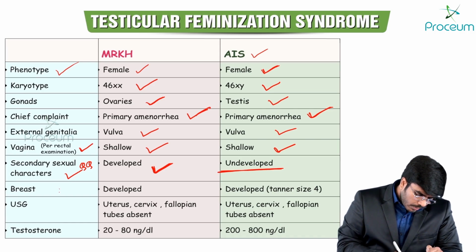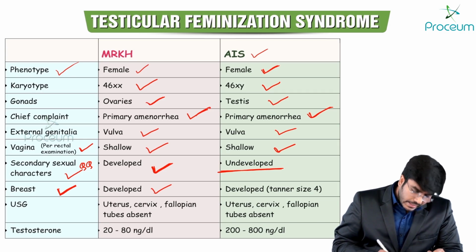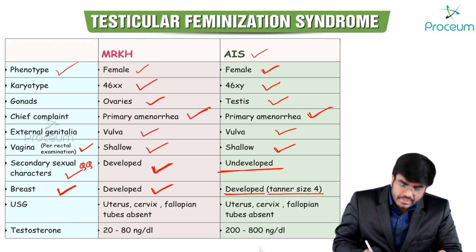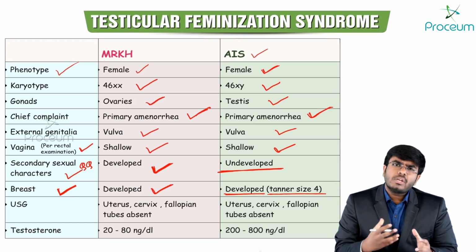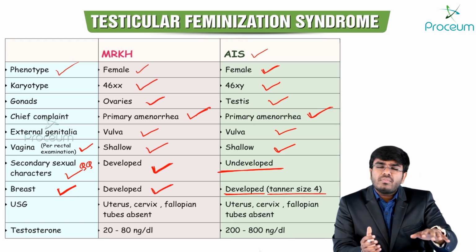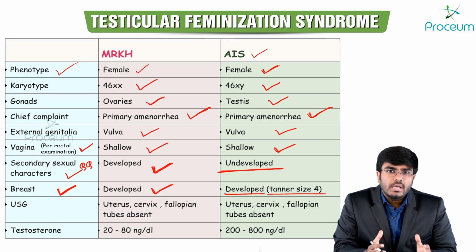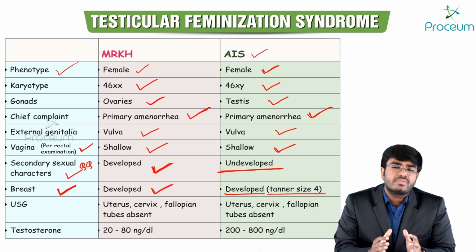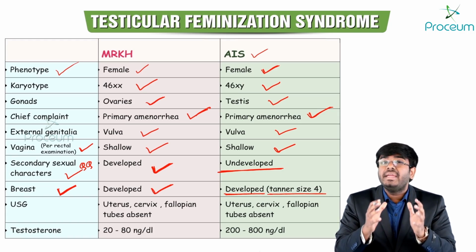Okay. Now, what about the breast development? In MRKH syndrome, the breasts are absolutely normal, they are developed, and even in androgen insensitivity syndrome, the breasts are developed, and you even have a bigger size breast. Tanner size 4. See, breast development is normal, but a 14-15-year-old having Tanner 4 breasts is not normal. Lots and lots of peripheral aromatization happens in androgen insensitivity syndrome. So all the testosterone is getting converted into estrogens, and these estrogens are making a bigger breast.